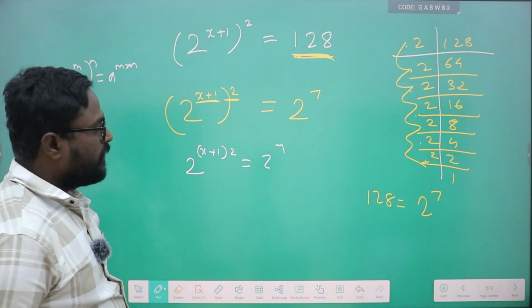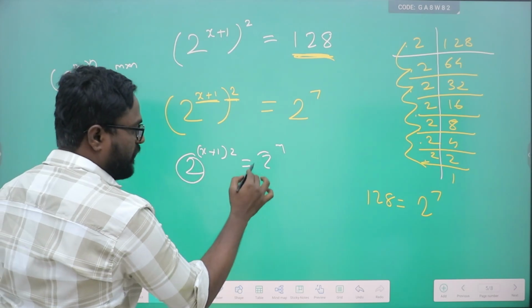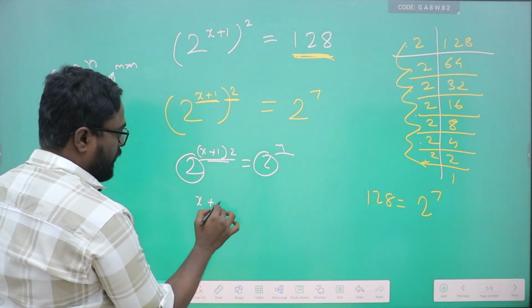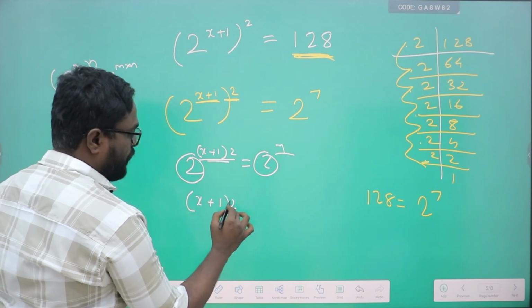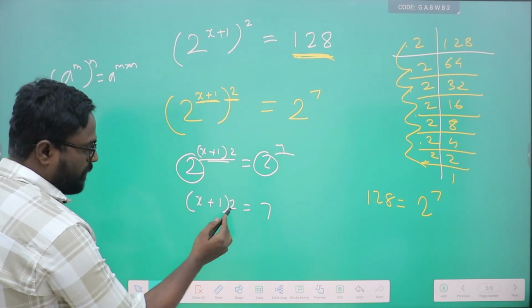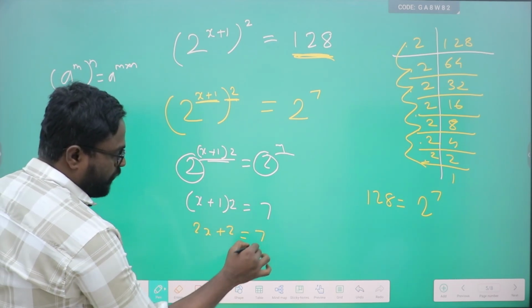Now just remember, guys, whenever the LHS and RHS are equal, the base should be equal, which it is, and the power should be equal. So which I am going to do right now. (x plus 1) times 2 is equal to 7. Let me multiply this 2 with both numbers. So what do I have? 2x plus 2 is equal to 7.